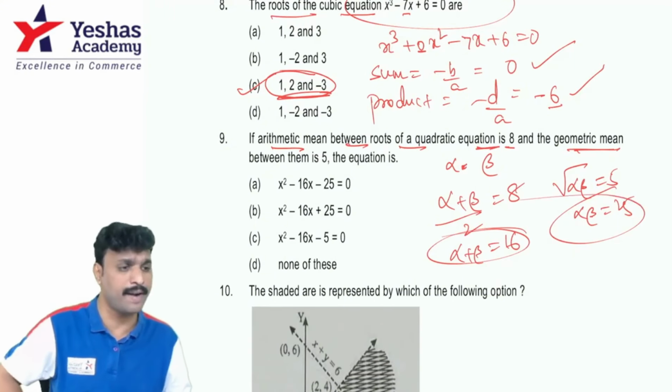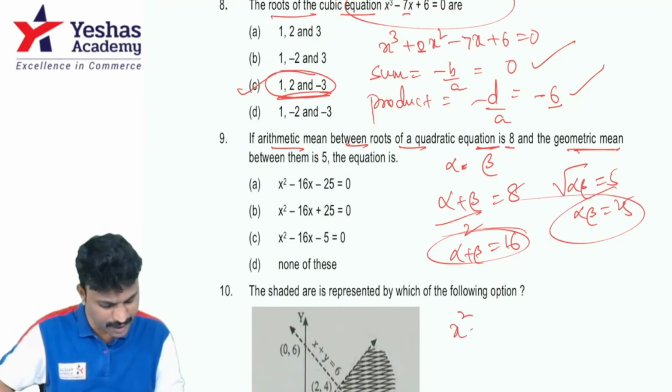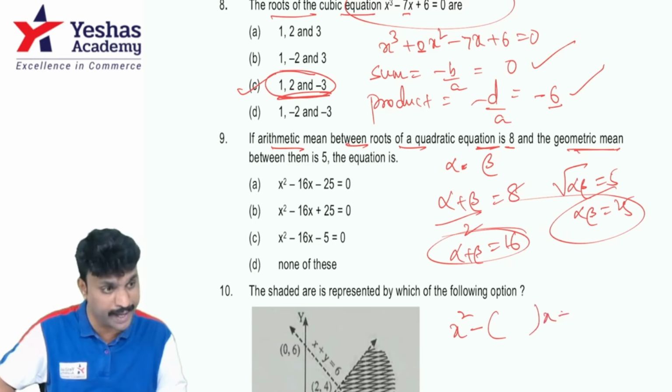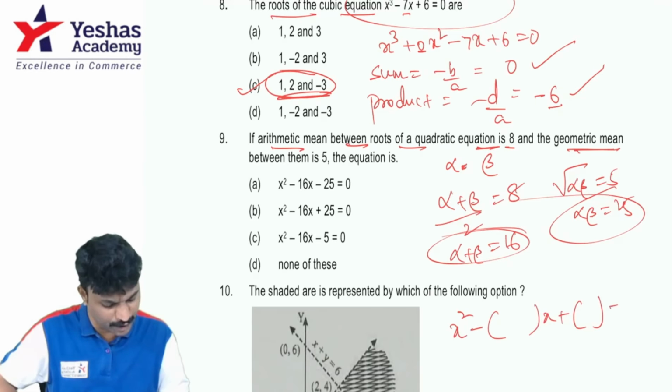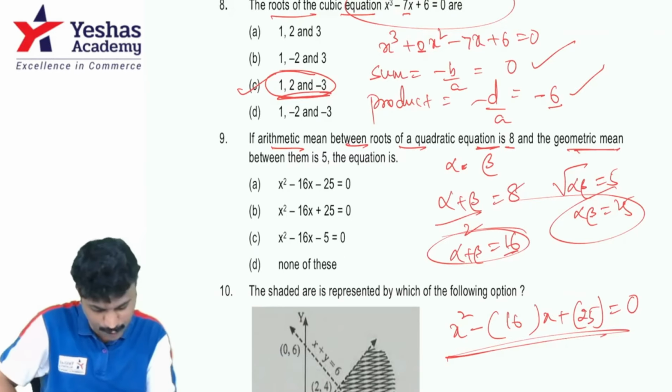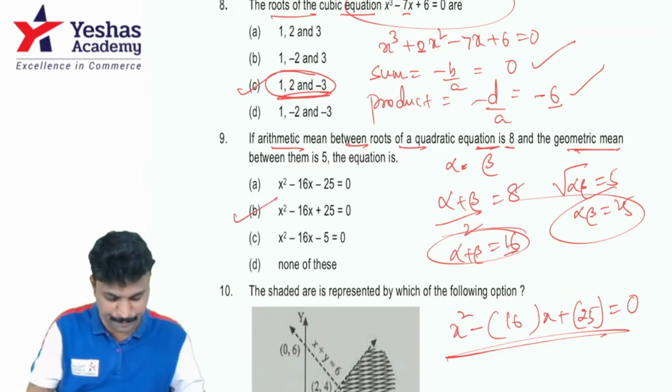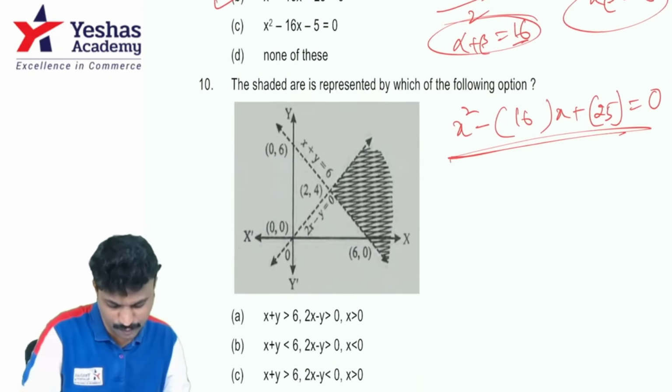Now I know sum of the roots, I know product of the roots. Can't I construct the quadratic equation? Yes. How do I construct? x square minus sum of the roots into x plus product of the roots equal to what? 0. What is my sum of the roots here? 16, and product of the roots is 25. So x square minus 16x plus 25 equal to 0. That means option B is the right answer. Guys, moving on to the next question.